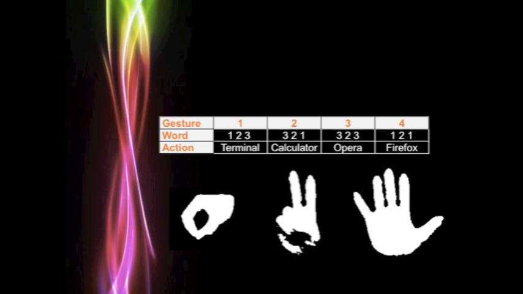To demonstrate that the word was understood, a specific action is performed. In this case, terminal is opened. Similarly, other gestures have been defined and can be seen on the screen. Due to the quick nature of the real-time video demo, we will give a brief introduction to the way the program initializes and resets a gesture.